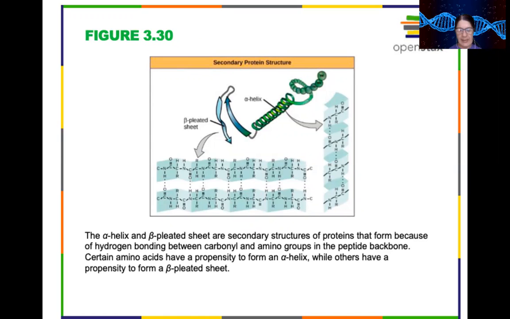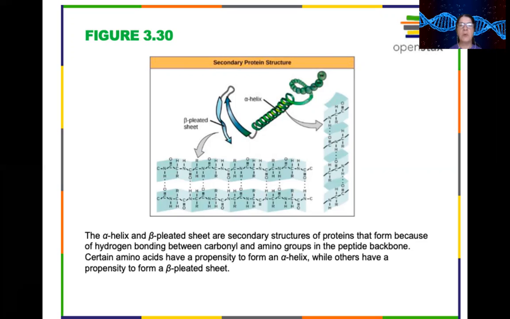Now the alpha helix and the beta pleated sheet are secondary structures that form because of hydrogen bonding between the backbone of the polypeptide. Remember that, hydrogen bonding between the backbone. R groups are not involved here. Some amino acids are more likely to form an alpha helix, while others are more likely to form a beta pleated sheet, and we discussed last class why that is. That is in part because of the size of the side chains, and not all side chains can fit everywhere.